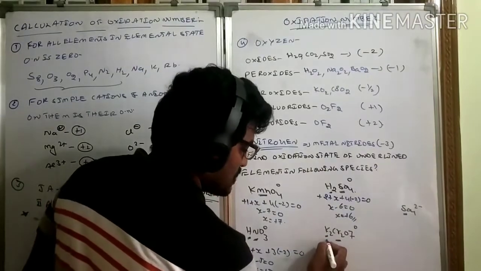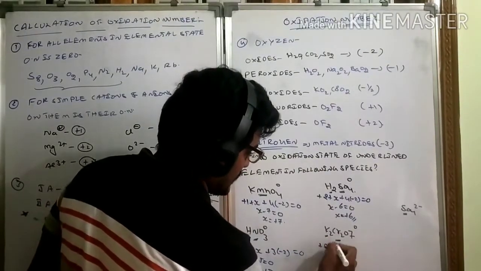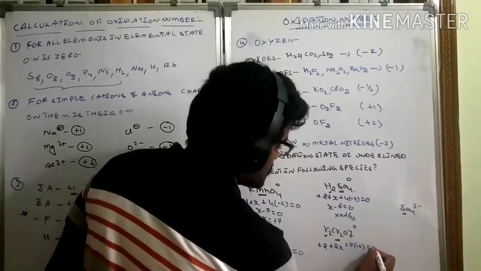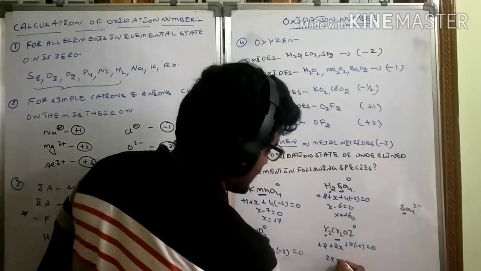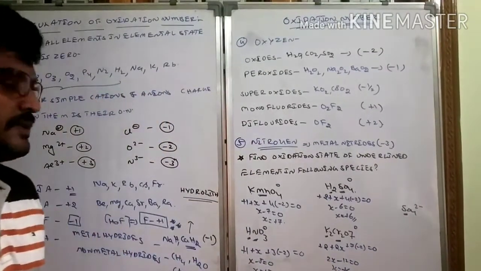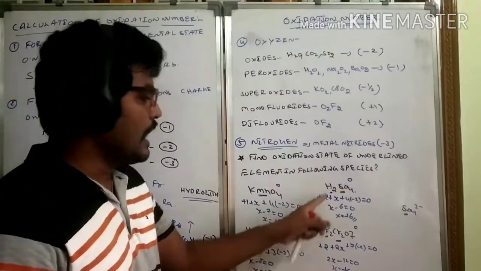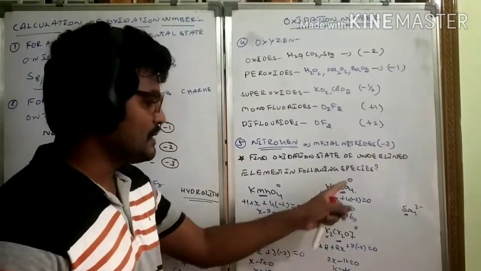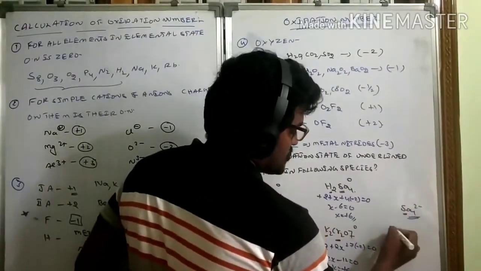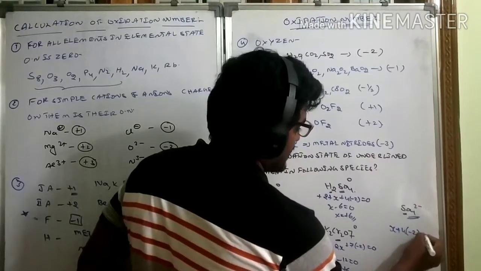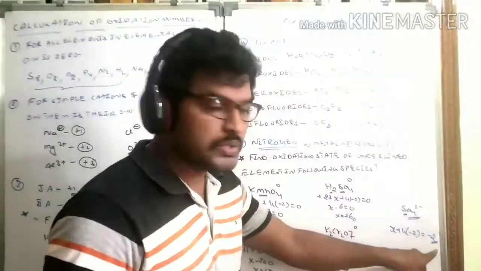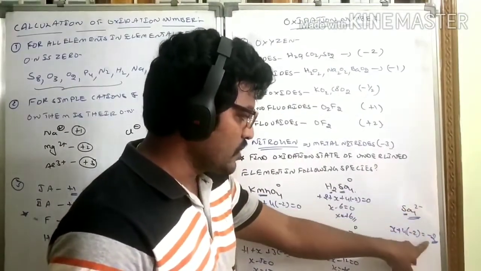K2Cr2O7. Potassium oxidation state is +1. So +2 plus 2x plus 7 into -2 equals 0. 2x minus 12 equals 0. x equals +6 will be coming. Like this, whatever the algebraic sum is there, we will take it equal to the charge present on them. Here you see this is an anion. x plus 4 into -2 is equal to -2. Why is it equal to -2? The charge present on the sulfate ion is -2.